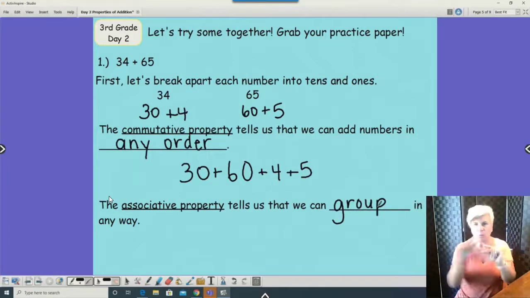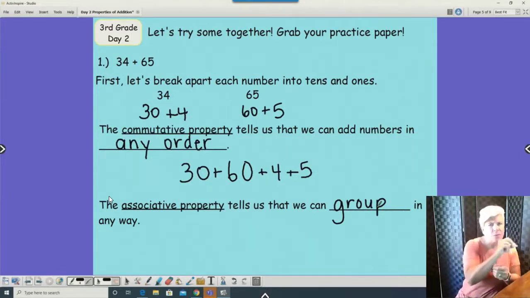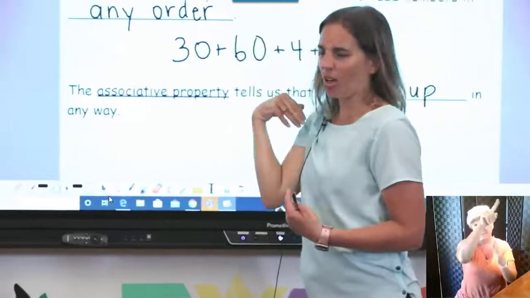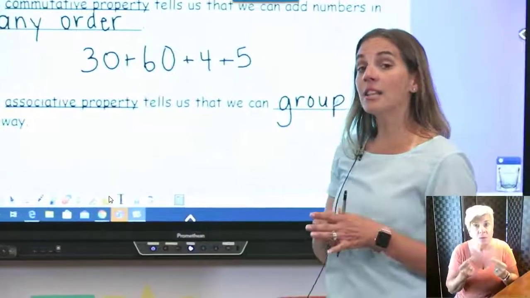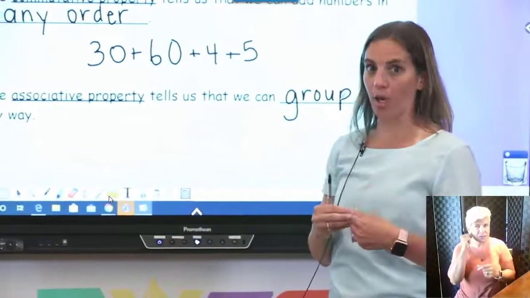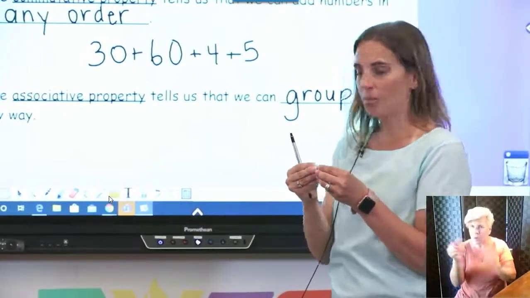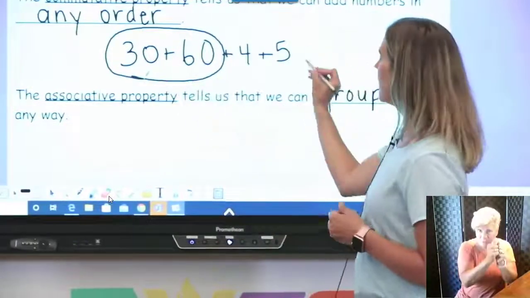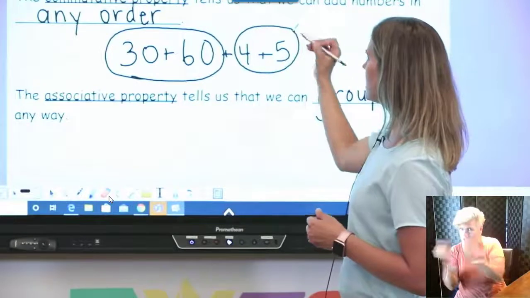Okay, well, let's think about that. Which numbers are going to be the easiest to add together? Would it be easier to add 30 plus 4 and then 60 plus 5 and then add those together? No, that's just right back at that original problem. That's just too hard. So what I can do is think back to when we drew those place value blocks. We grouped them together based on their place value. So let's group these tens together. And then let's group these ones together.